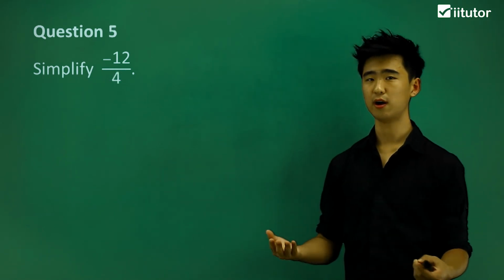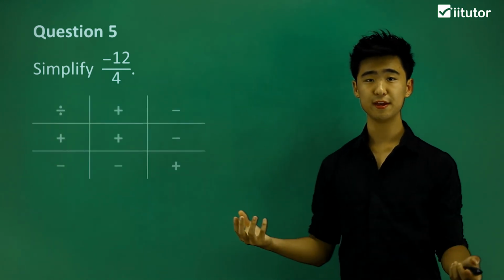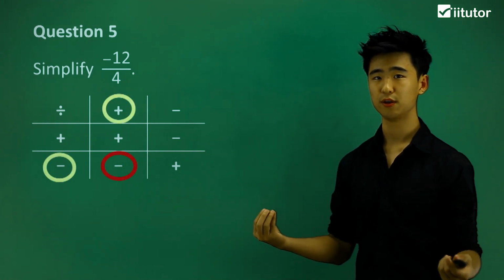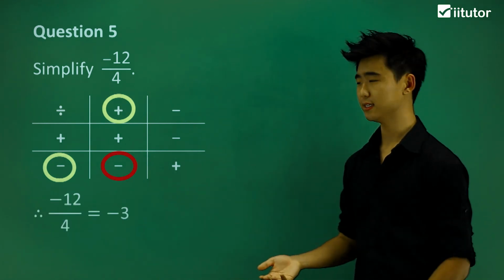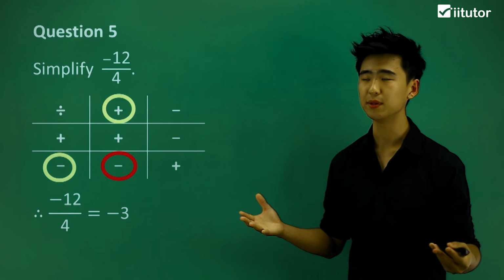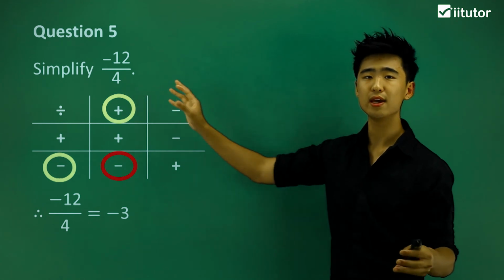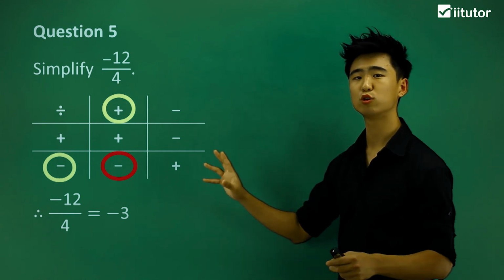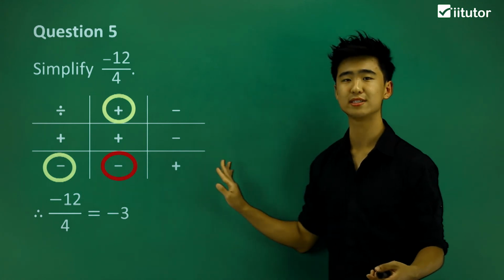Now let's move on to question number 5. Simplify negative 12 over 4. So negative over positive. What do we have? A negative result. So negative 12 over positive 4 is just negative 3. One thing we need to take away from here is, again, the fraction simply means the numerator divided by the denominator. And another thing is this table here. You don't need to memorize the table, but I want you guys to understand the interaction between positive signs and negative signs. That's what this table is illustrating.